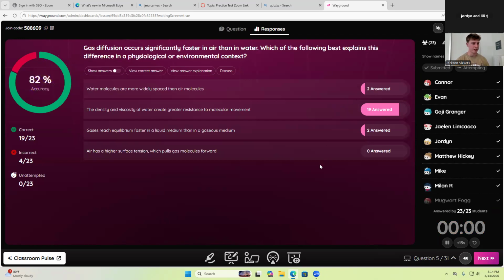Awesome. Almost all you guys got that right. Yep. So water is dense, it's viscous, particles can't move as quickly through it. And that's why gas is better diffusing through air than in water.